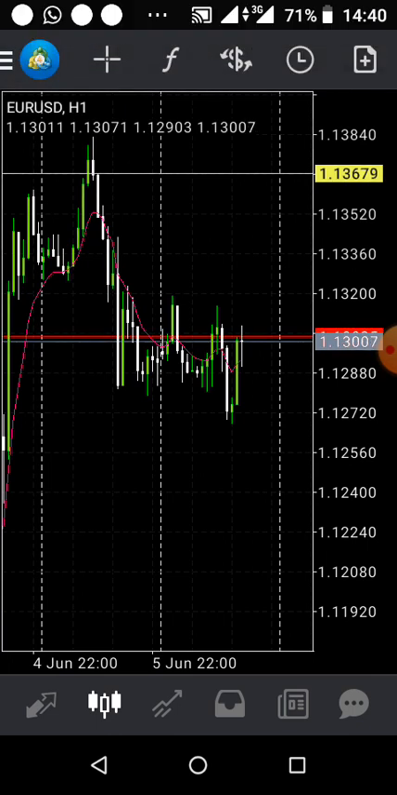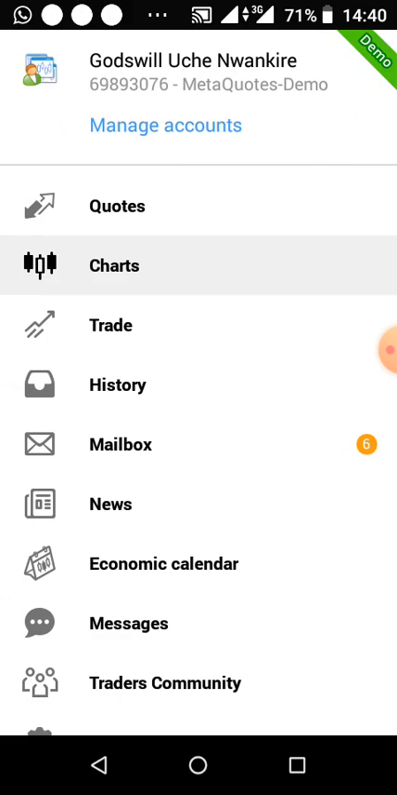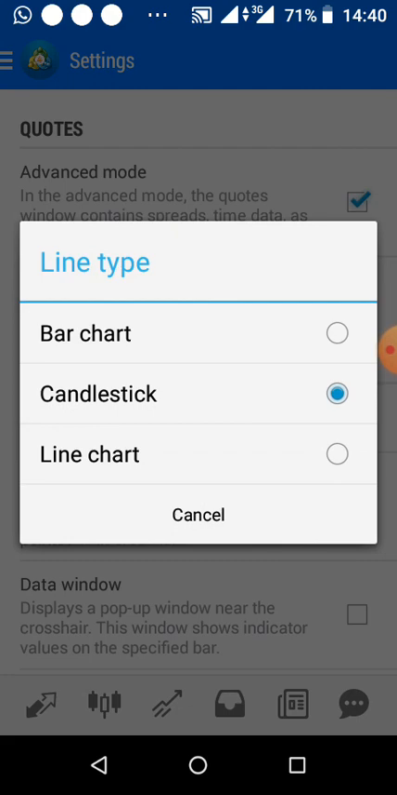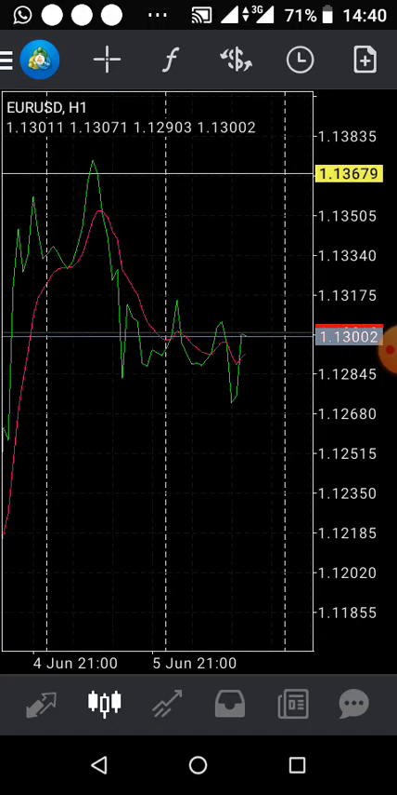Okay, we have 3 different types of charts. One is the line chart, the second is the Japanese candlestick, which is what we have on the screen, and the third one is the bar chart. Let me show you what the line chart looks like. Go to settings, then chart, and under chart you have line chart. Then I come back to the chart window, and of course you can see that the candles have disappeared, leaving us with lines. So this is what the line chart looks like.